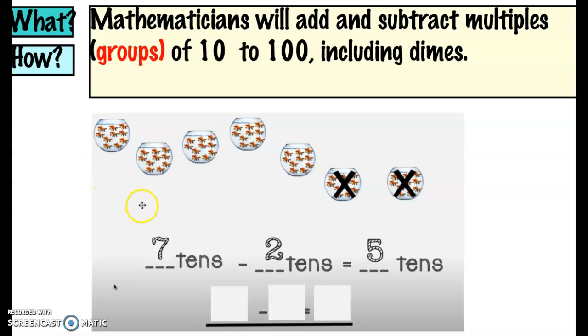Now let's do it the regular way. 7 tens equals what? 70. 2 tens gives us 20. So 70 minus 20 is equal to, did you say 50? You're correct.